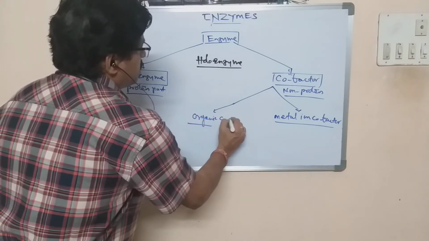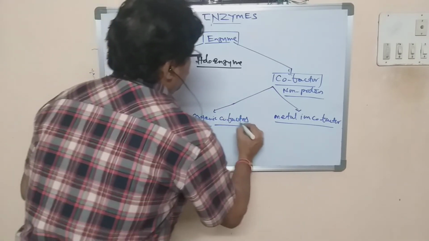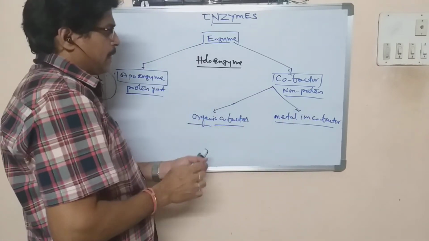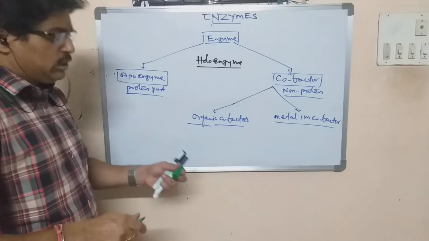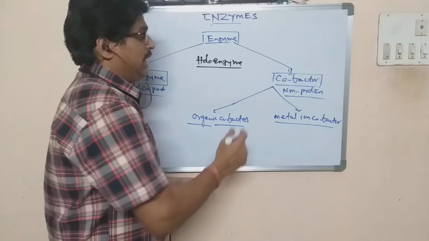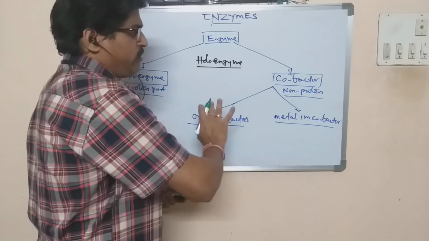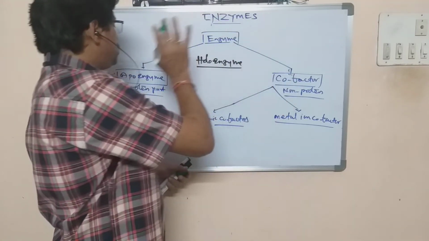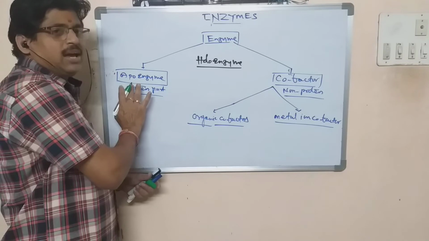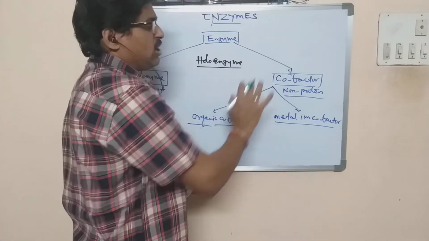Organic cofactors are there. Simple. In the case of a metal ion cofactor, compulsory metal ions are present. Without a metal ion, they cannot act as a catalyst. Cofactors never act independently. They are compulsorily associated with the apoenzyme, that is the protein part of the enzyme, and only then are they useful. Otherwise, independently they cannot act.